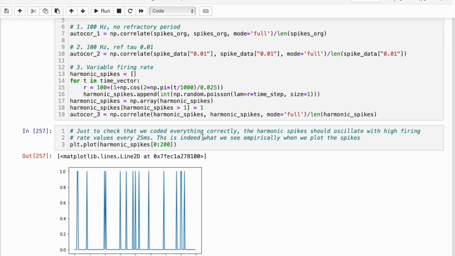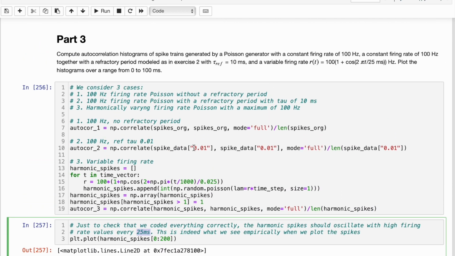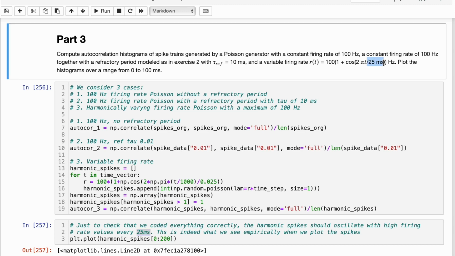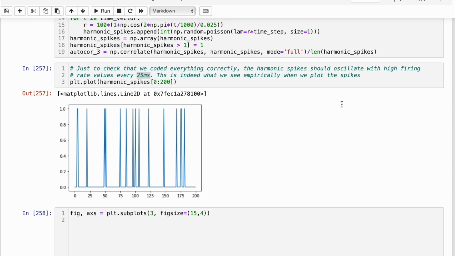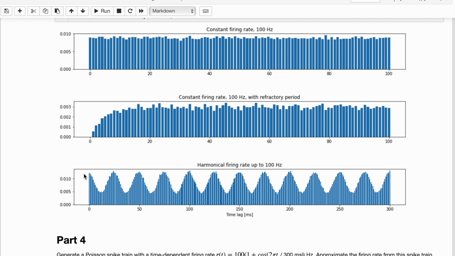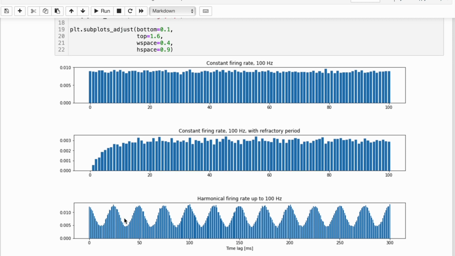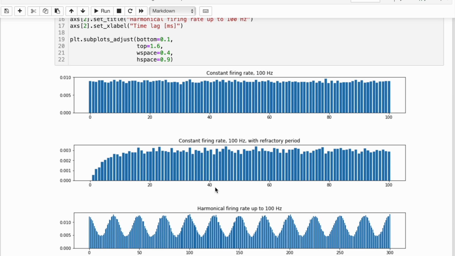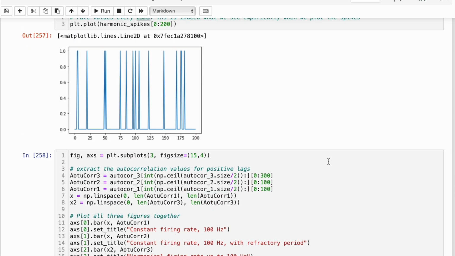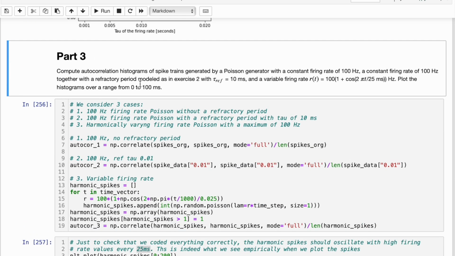And if you remember, this is what we were given in the exercise. This is the period which they actually provided us with. And so we have empirically verified that we did this correctly, because we can see this periodic maximal, periodic valleys and peaks in the autocorrelogram. So that's it. That's part 3 done.